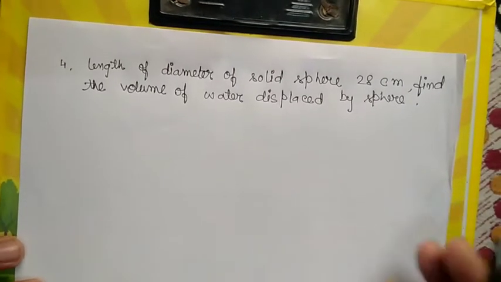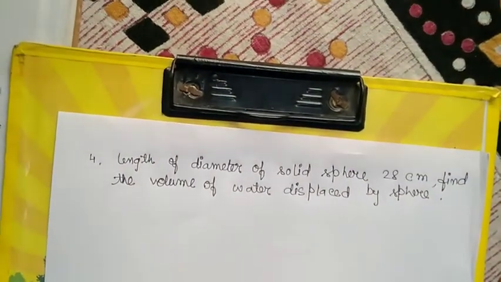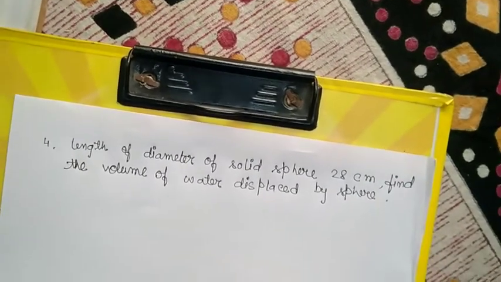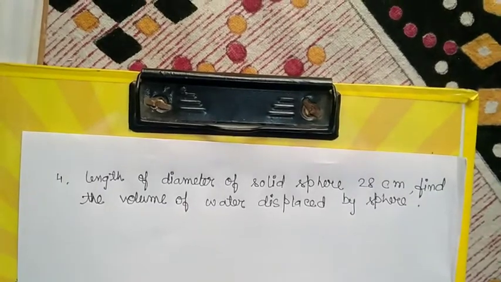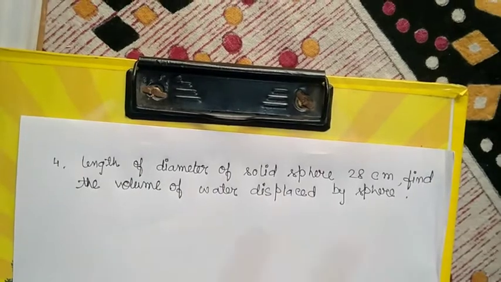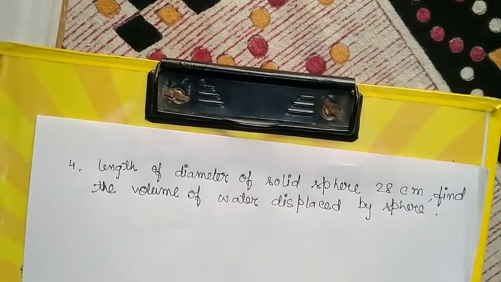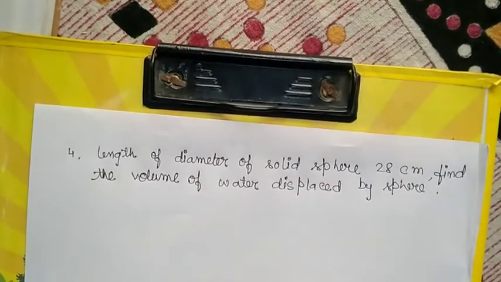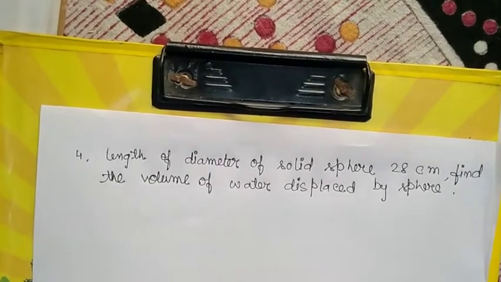This is sum number 4 of the sphere. The length of the diameter of a solid sphere is 28 centimeter and it is completely immersed into the water. Let us calculate the volume of the water displaced by the sphere. If anyone throws a sphere into a pond or any liquid, the water displaced by the sphere is equal to the volume of the sphere. So here we have to find the volume of the sphere.